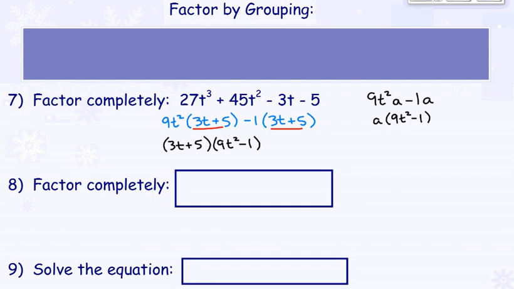And then you should always pay attention to what you get for your factors and see if they factor further. So 9t squared minus 1 is a difference of squares. It factors more, so we'll keep going. And we have 3t plus 5 times 3t plus 1 times 3t minus 1 as our answer to that problem.